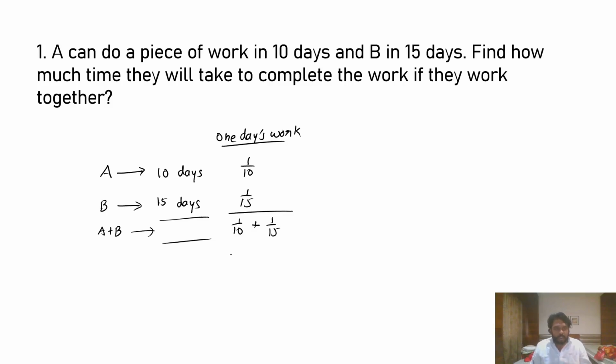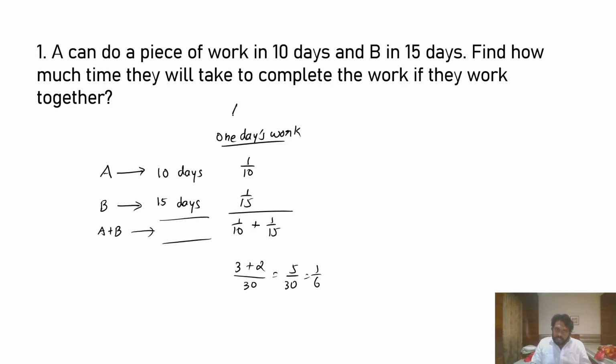So add them, and you are going to get the combined efficiency. What is the LCM of 10 and 15? It's 30, and 30 goes in 10 three times, and in 15 two times. So it is 5 by 30. 5 by 30 is 1 by 6. That means per day you are able to do 1/6 of the work. So how many days will it take for you to complete the total work? This is what I'm going to do.